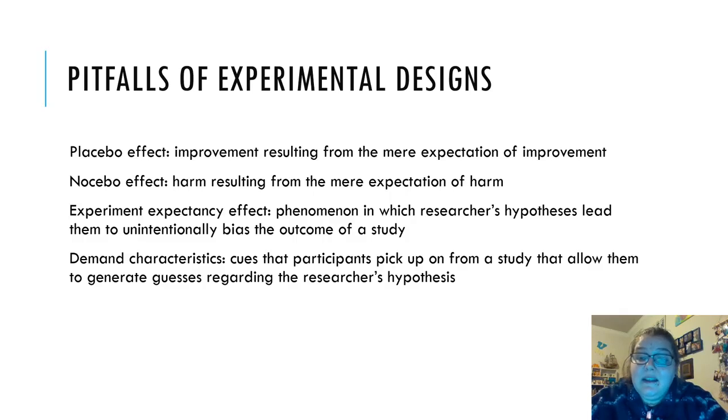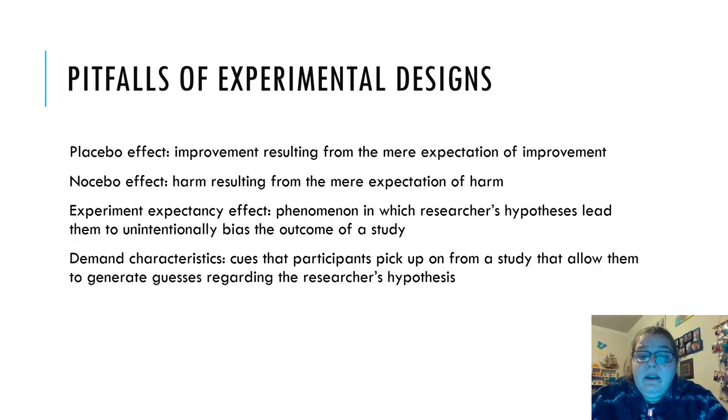So a single blind study is where the participants do not know which group they're in. And a double blind study, which is used more often than not to help prevent against this, is where neither the participants nor the experimenter know what group the participants are in. There will typically be a middleman administering the test and collecting results, and then just giving the data to the professor or the experimenter.